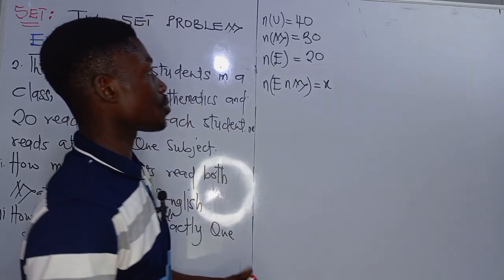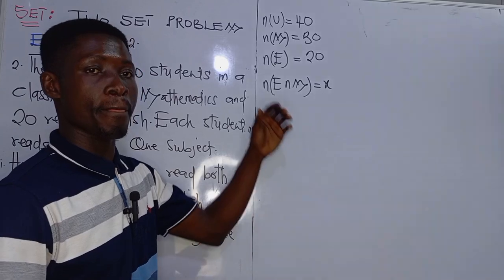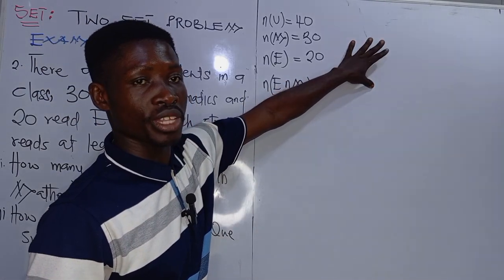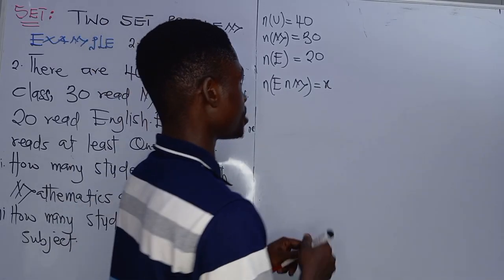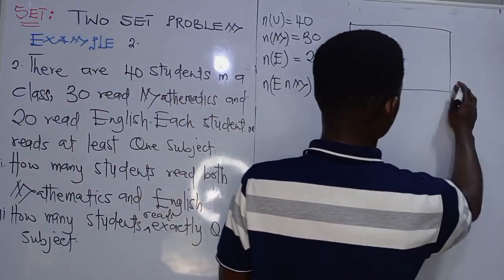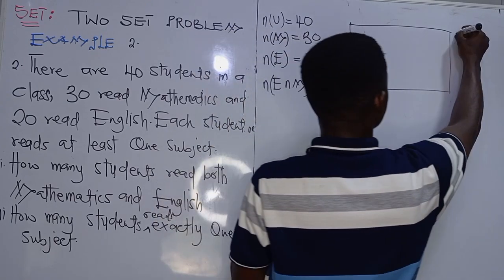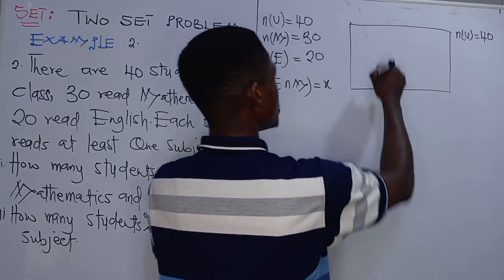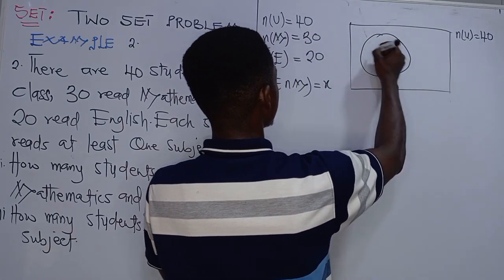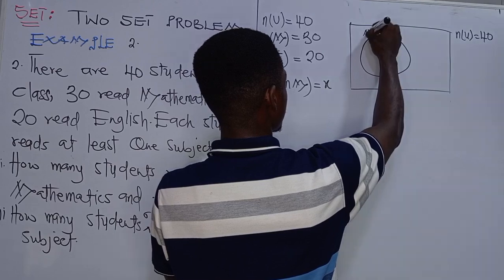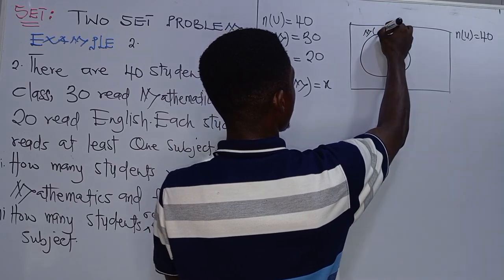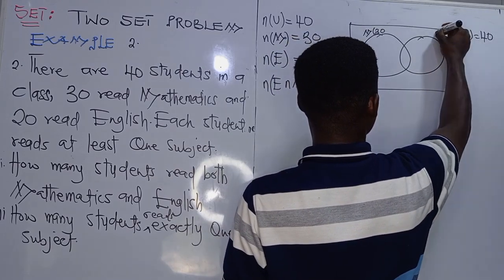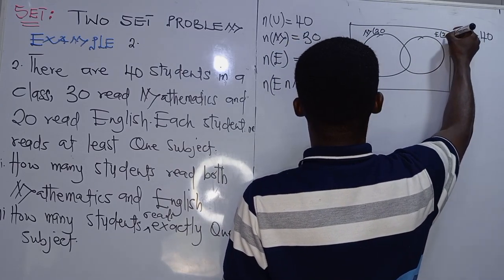Now that we are done with the vital information from the question, the next thing that we are to do is that we are to draw the Venn diagram for this information. So we have our U, which is equal to 40. Now let this circle represent mathematics, which is what? 30. Let this circle represent what? English, which is what? 20.